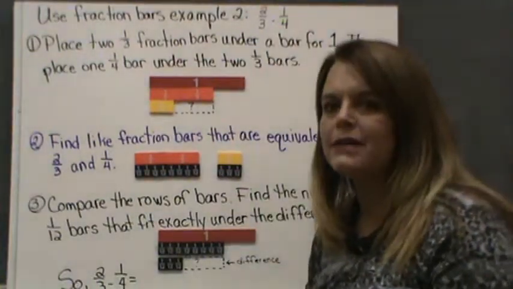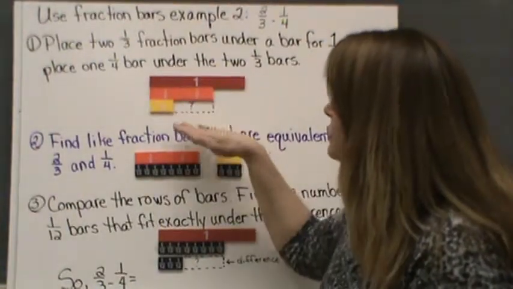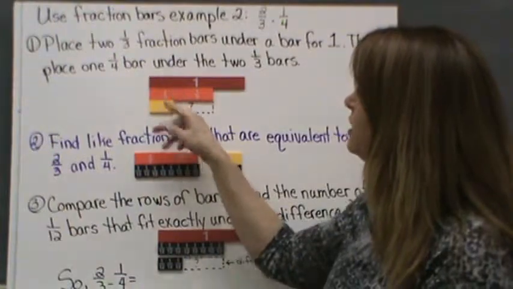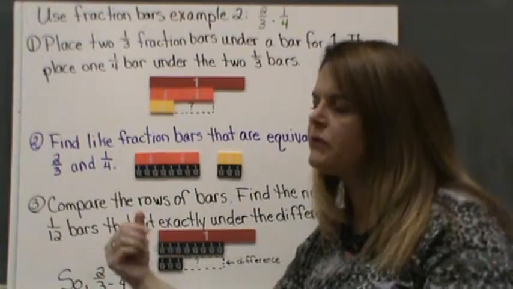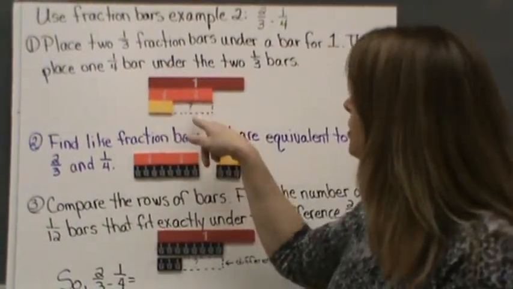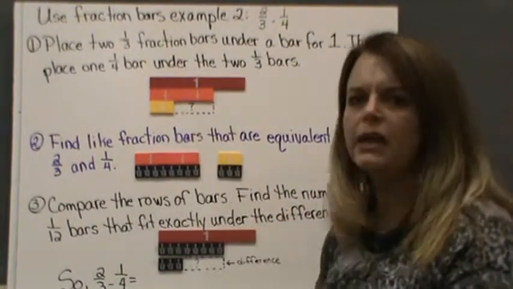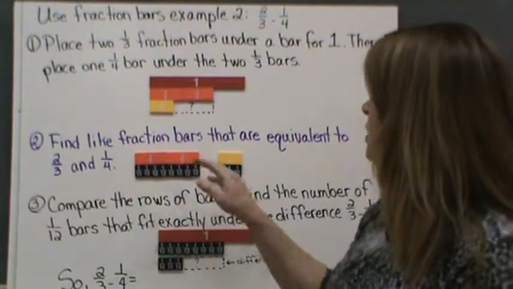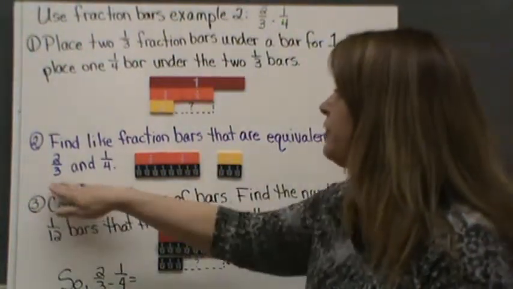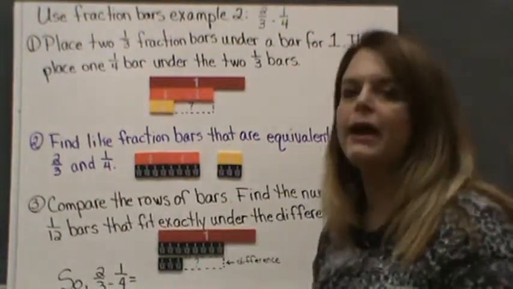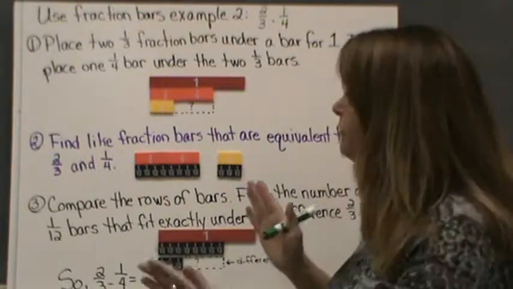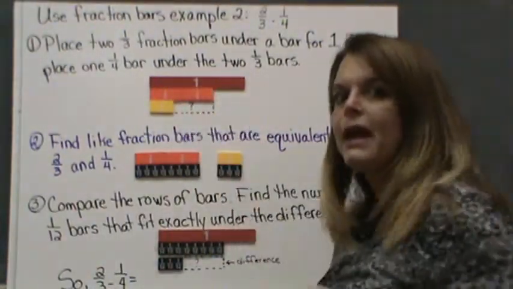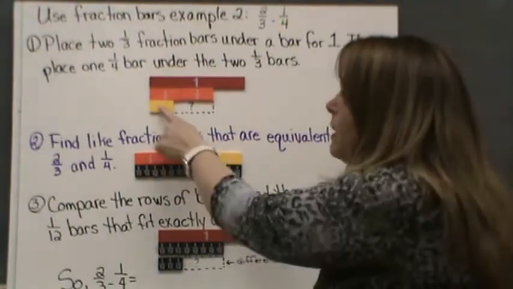Well, if I look at that, I see I can't slide those pieces down because my 1/4 cuts off right here, and I can't slide down a part of a 1/3. The 1/3 will fit, but then I've got a funny gap there. So I'm going to have to find fraction bars that are equivalent to 2/3 and 1/4. I have to find pieces that will fit nicely under my 2 1/3 and under my 1/4.